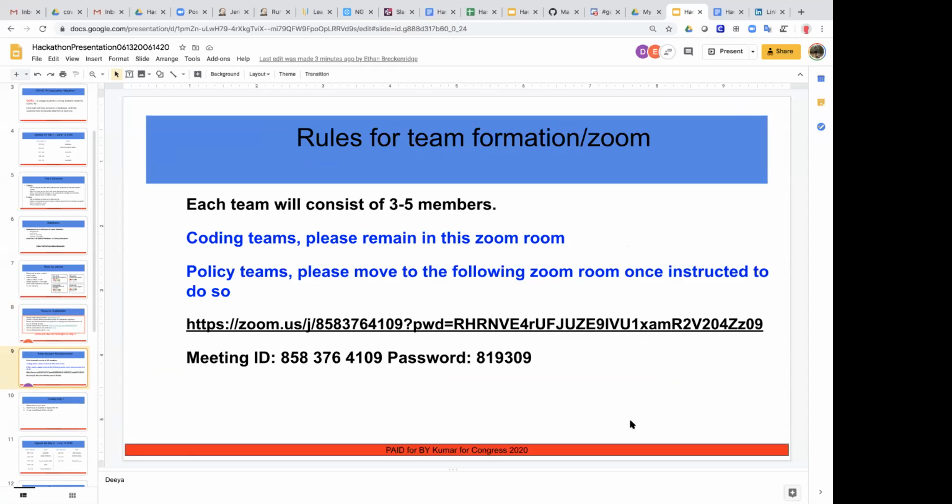How this is going to work for the day is when we're splitting up into teams, the coding teams will remain in this Zoom room. If you're interested in creating a coding solution, please stay here. When we tell you to do so, the policy teams will move to a separate Zoom room so that we can organize everything and make it so that all the policy teams are in one area.